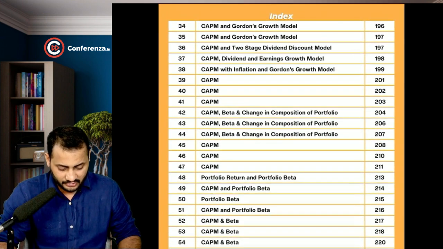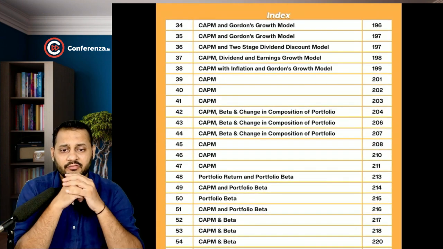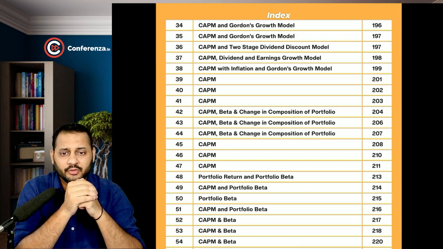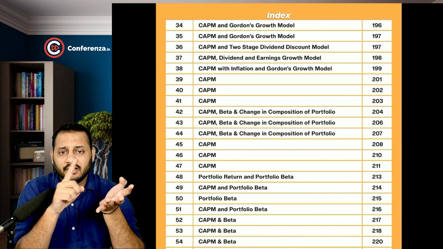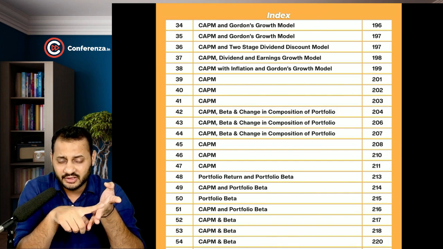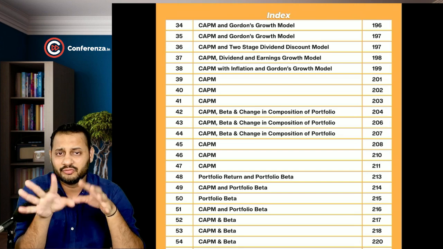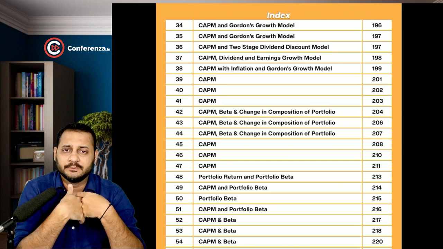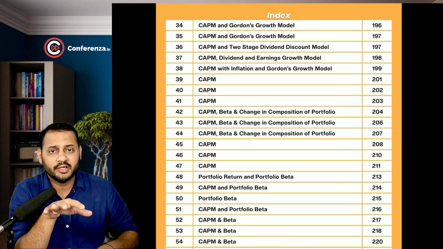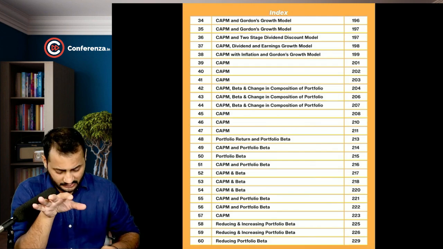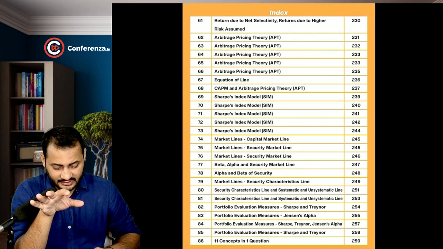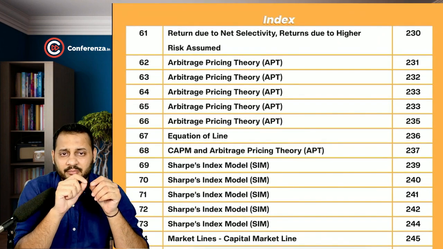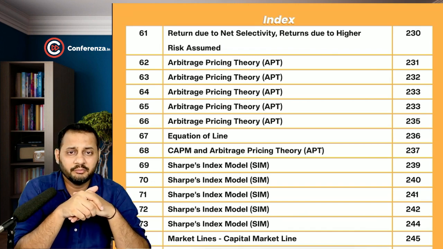And then we'll start solving the questions, and you will see every name here, every concept here will be familiar to you: CAPM, beta, and dividend and earning growth model, two-stage dividend discount model, Gordon's growth model, portfolio return, and so on. So lots of concepts will be familiar in this sequence, and we are going to continue with lots of questions up to question number 60 and 61. Yeah, we are going to continue with question number 61, and then our major concept will be related to arbitrage pricing theory.